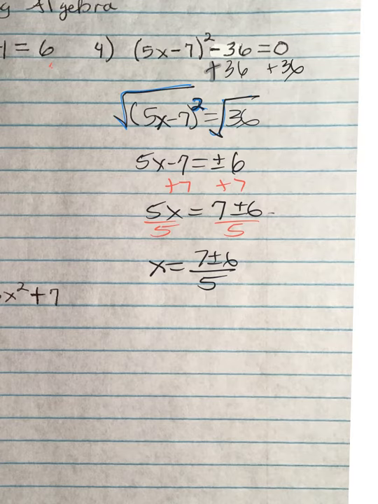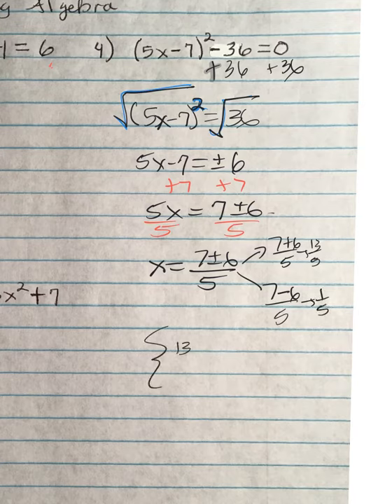And that's not your final answer, because remember what that means. If you can simplify, you have to simplify more. So that means 7 plus 6 divided by 5, and it also means 7 minus 6 divided by 5. So that would equal 13/5 and 1/5. So the two answers are 13/5 and 1/5.